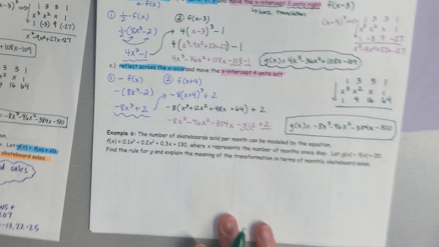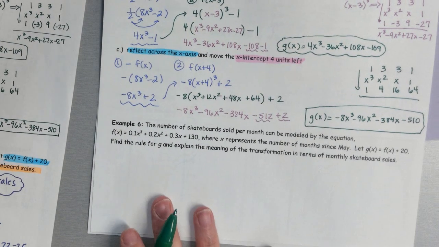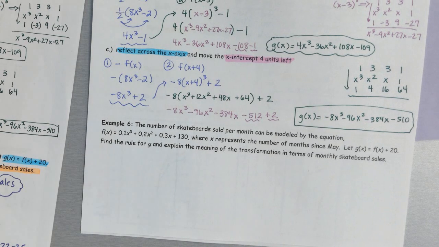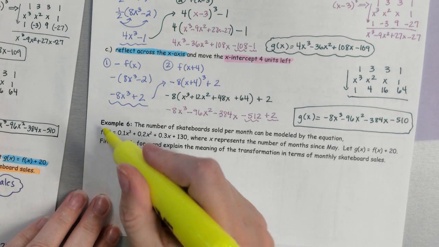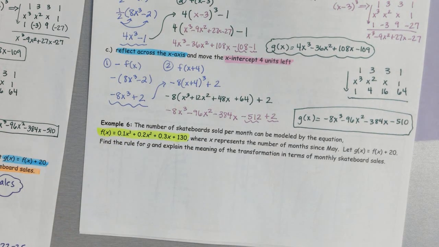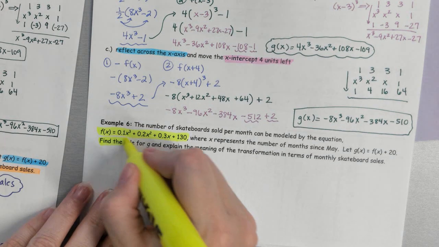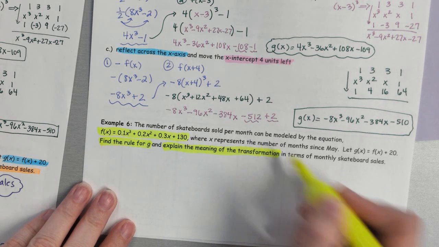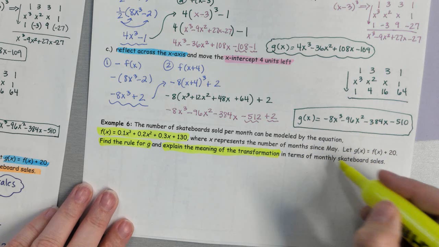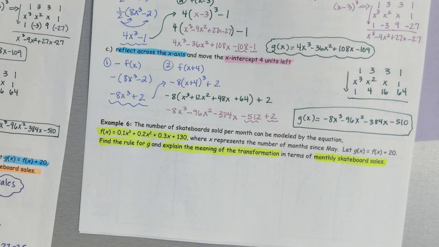All right. And then the last one is an application with a story problem. So for example 6, it says the number of skateboards sold per month can be modeled by the following equation. I always like to highlight my equation. And then they say this is where x represents the number of months since May. Let g of x equal f of x plus 20. What we have to do is find the rule for g and then explain the meaning of the transformation in terms of monthly skateboard sales.